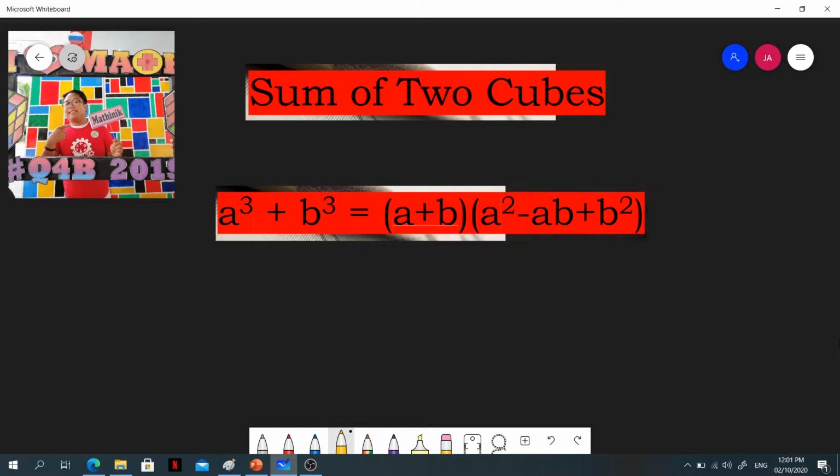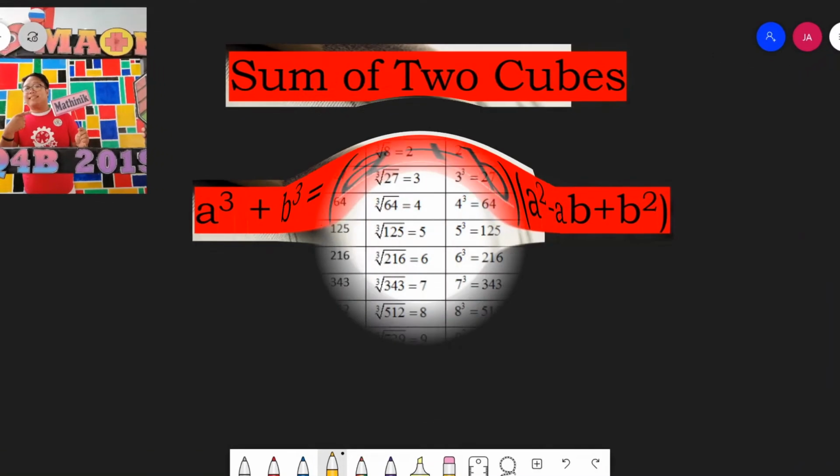Okay, so ngayon, pagpatuloy natin yung ating talakayan regarding with factoring methods. So, andito na po tayo sa sum of two cubes. Okay, so, ang focus natin dito ay binomial na kung saan yung dalawang terms ay perfect cubes.